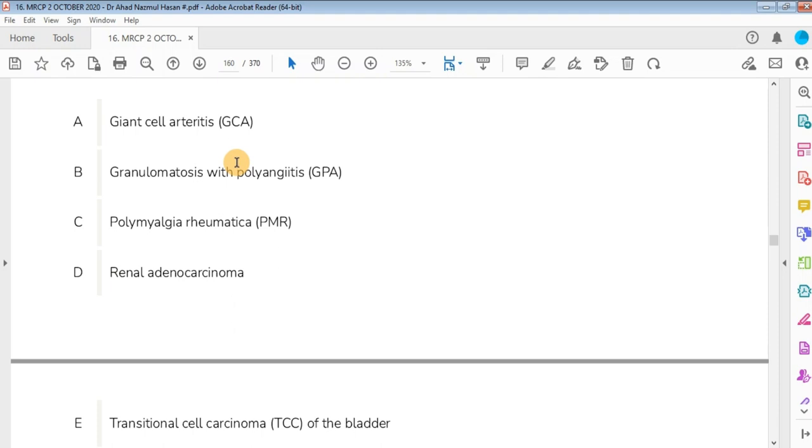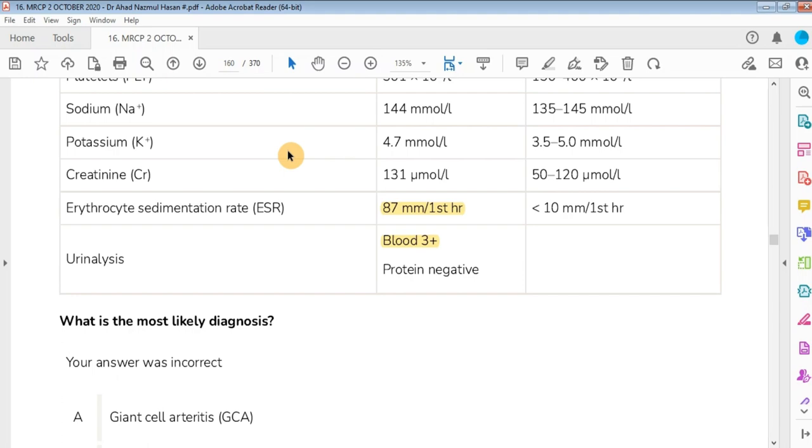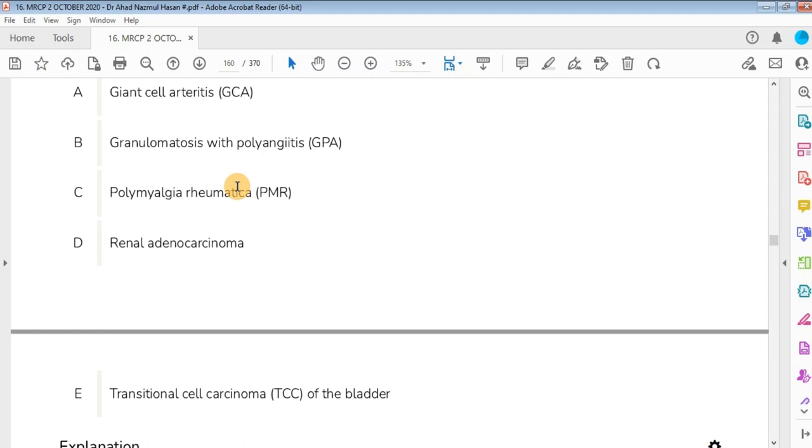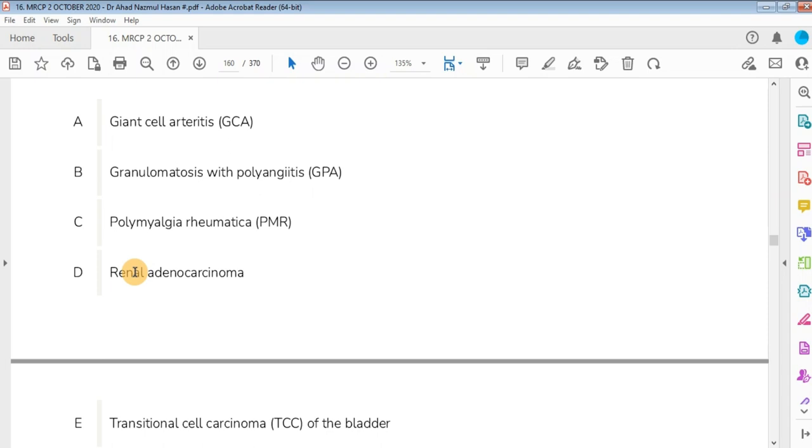Both of them are associated with polymyalgia rheumatica, and in case of giant cell arteritis, there should be scalp tenderness, or features of impending visual loss, or jaw claudication. All the features are absent here, so it can't be giant cell arteritis. And the patient has also not responded well to the 25 milligrams of prednisolone, so this cannot be isolated polymyalgia rheumatica either. So which condition is associated with PMR? The next condition is the renal adenocarcinoma.